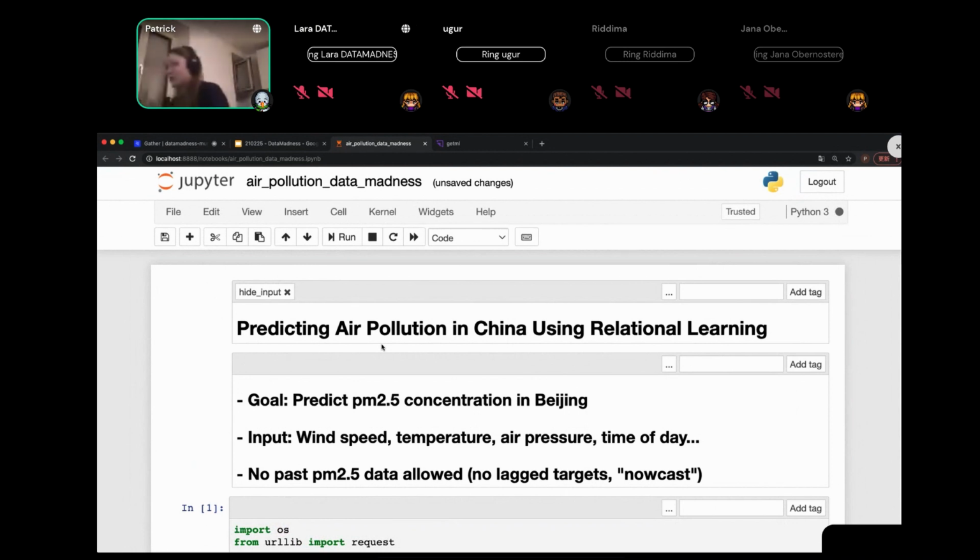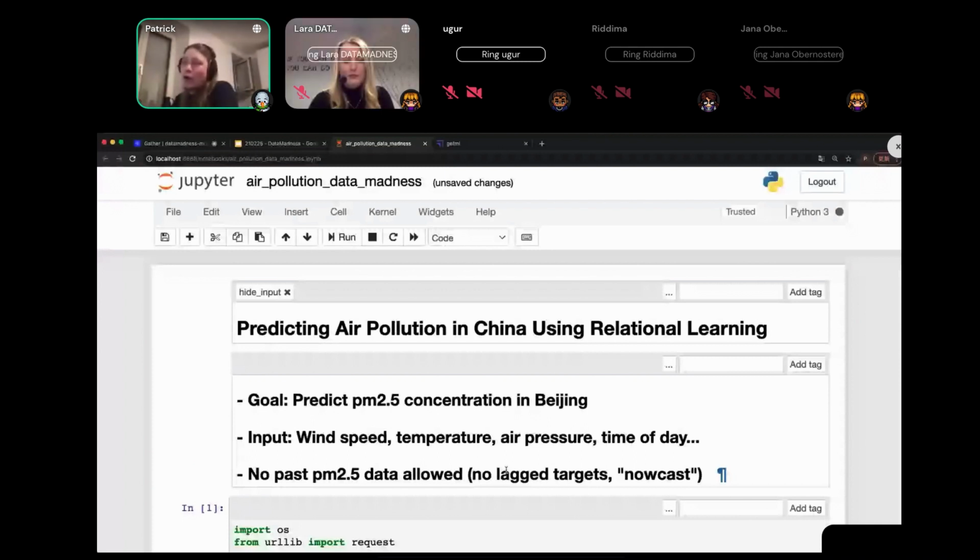Okay. Very good. So yes, like I said, the idea is to predict air pollution in China, but there's no past data that is allowed. So in a classical time series problem, what we might do is look at the air pollution from 1 hour ago, and then predict the air pollution in 1 hour. But I thought that's a very boring problem, because if I know what the air pollution is now, then predicting the air pollution in 1 hour really isn't that hard. What is much more challenging is to predict air pollution from other variables.